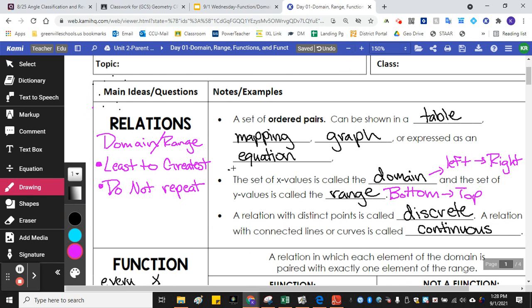So one last time, domain and range. You always want to write it least to greatest and do not repeat yourself. So if there's two 3s, you only write it once. And then with graphs, you have the domain as your x values. You start on the left, you work your way to the right. Range, you start at the bottom, work your way to the top.